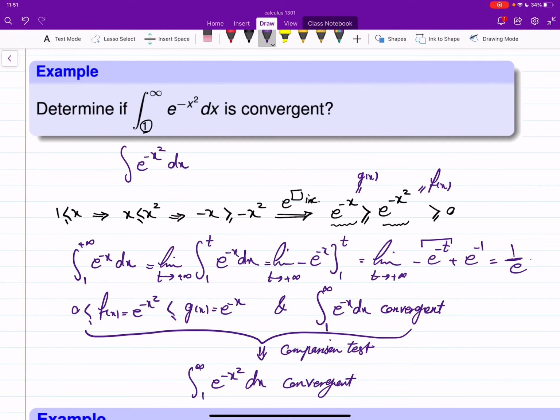Can I say anything about the limit or the value of that? Comparison test has nothing to do with the limit or with the value of the improper integral. The only thing that it can tell me is that the integral of the smaller one is going to be less than or equal to the value of the integral of the bigger one, which is 1 over e. That's the best thing it can tell me. Okay, so we've proved that that integral is convergent.